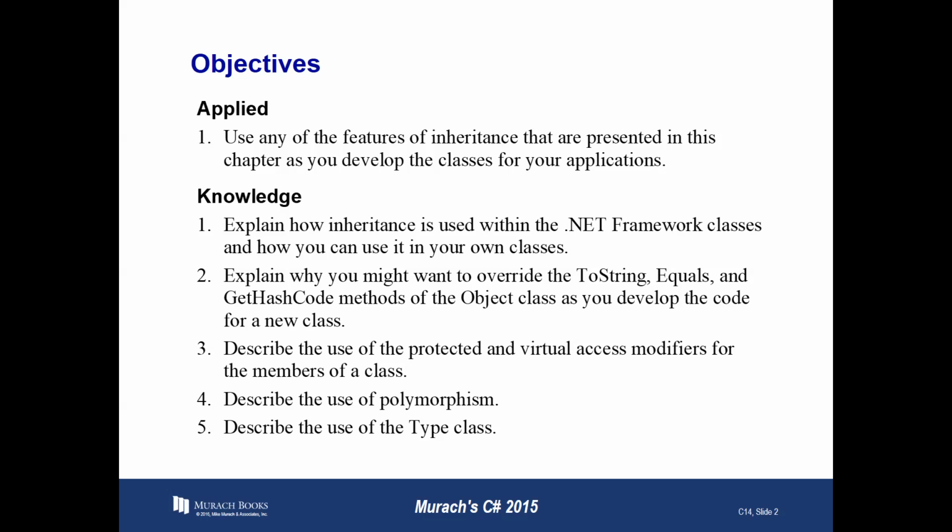I mean, we've been using this all along. In fact, when we create a form, we start with a form class. We always start with a class that is provided for us in the .NET framework, and then we add to that. And so when we define classes, we always say private or public, class name, colon, and then some base class name, and that's exactly what we're doing. So once we're done, we're going to be able to explain inheritance used within the .NET framework of classes and how we use it to build our own classes. We've been doing this all along.